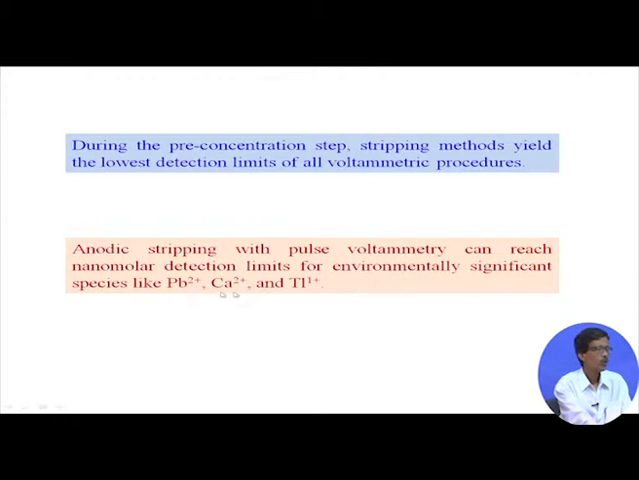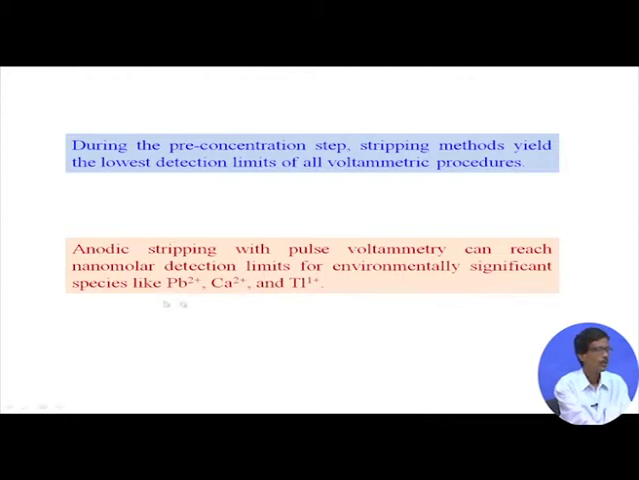So, these three heavy metal ions, say lead, bivalent cadmium and monovalent thallium, are very important in the environment, and their presence is very problematic. If we want to detect them at very low concentration, because in the environment you do not get a molar, decimolar or millimolar concentration, it goes beyond micromolar and reaches nanomolar, in the range of 10 to the power minus 9 molar.